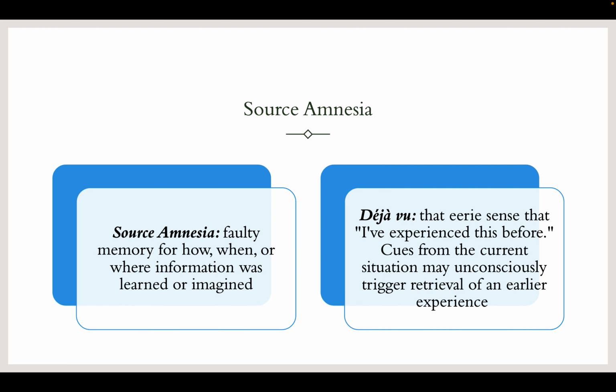So there's also what is called source amnesia. Source amnesia is faulty memory for how, when, or where information was learned or imagined. So it's when you retain the memory of the event, but not of its context. Source amnesia, along with the misinformation effect, is at the heart of many false memories.